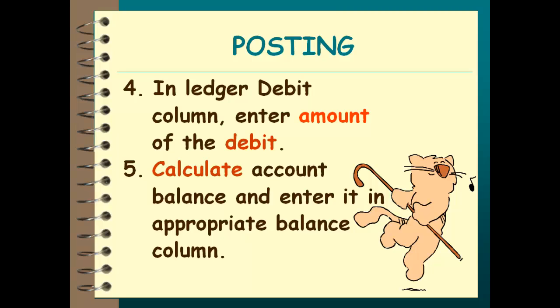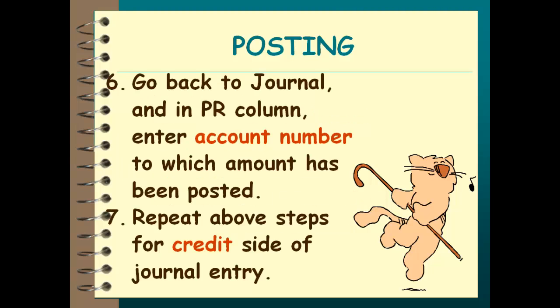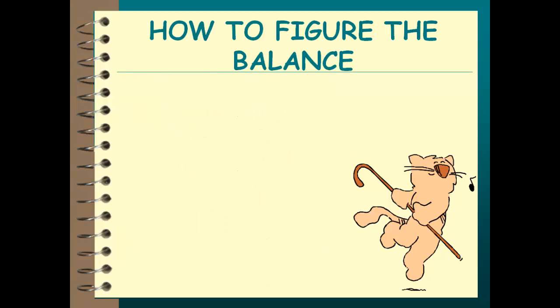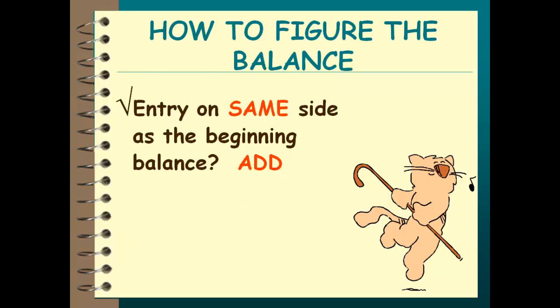Then we go back to the journal and make ourselves a note to remind ourselves that we have now posted it. The way we do that is we go back to the PR column of that journal and we're going to write the account number where we posted it to. That way we know, yes, we have now posted that entry. Once I see an account number written in the PR column, I know I posted it. After we posted the debit, we come back and post the credit, just the same. We'll do an example of that in just a minute, but before we do, I need to talk about how to calculate that running balance in the account.